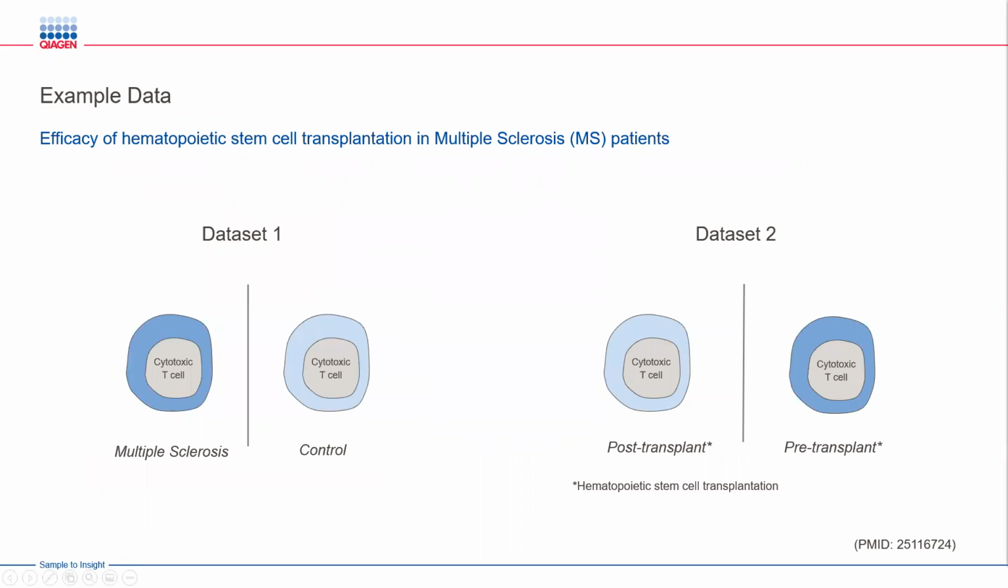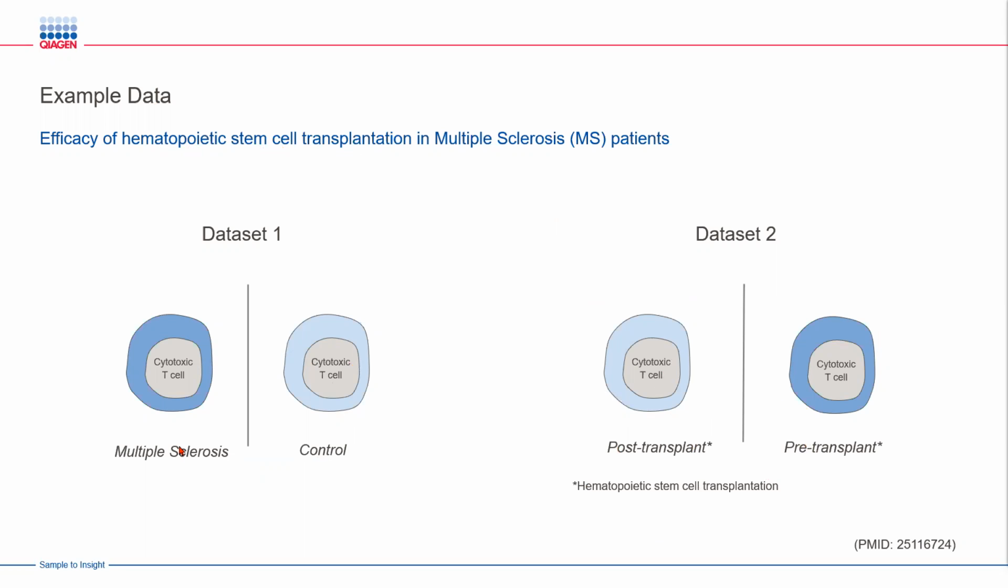All right, so today we are going to look at a particular example data set. So this study came from multiple sclerosis patients, where they looked at samples of cytotoxic T cells coming from multiple sclerosis and control samples. And then they performed hematopoietic stem cell transplant, and they wanted to see how the cytotoxic T cells look post-transplant and pre-transplant.